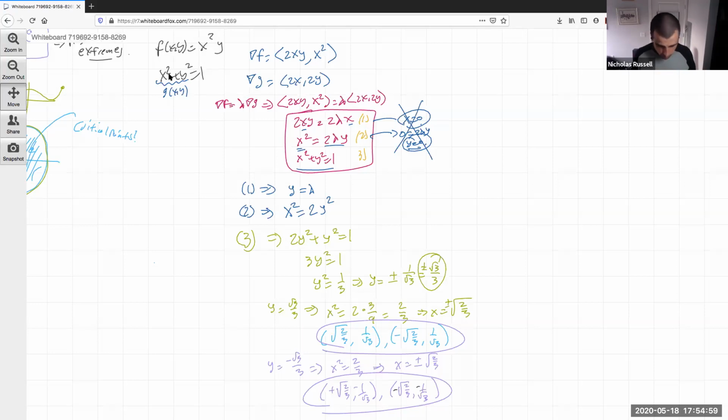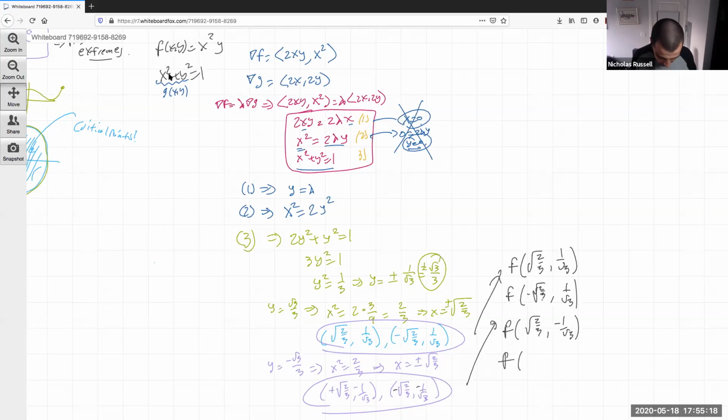And I hope you'd agree, we plug all these in. So we find f of square root of 2/3, 1 over the square root of 3; f of negative square root of 2/3, 1 over radical 3; f of square root of 2/3, negative 1 over radical 3; f of negative square root of 2/3, negative 1 over radical 3.